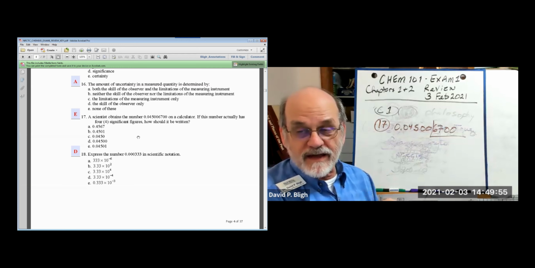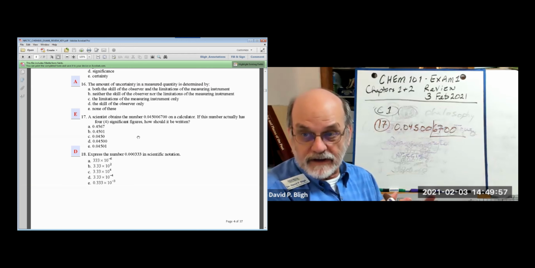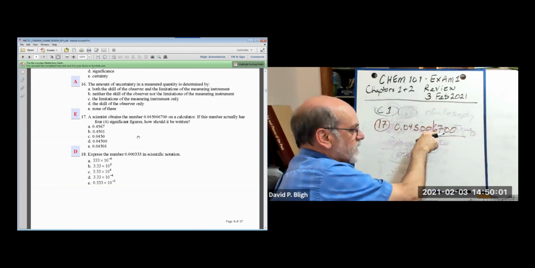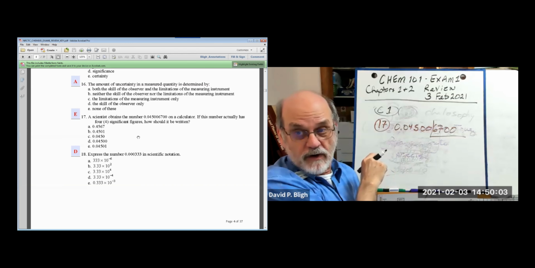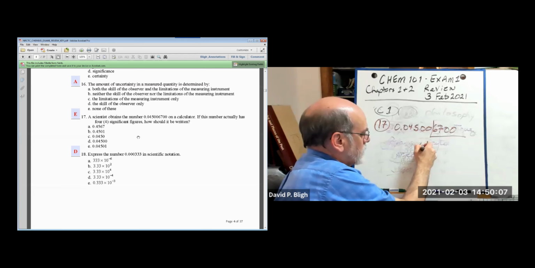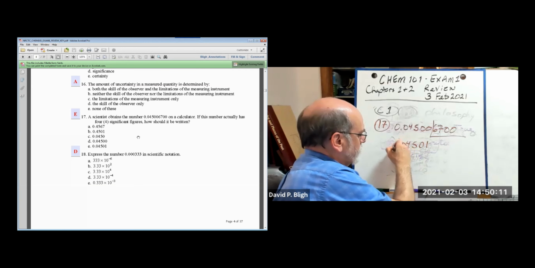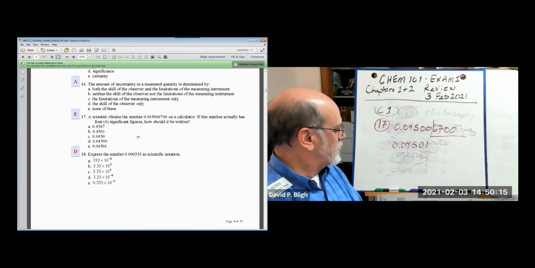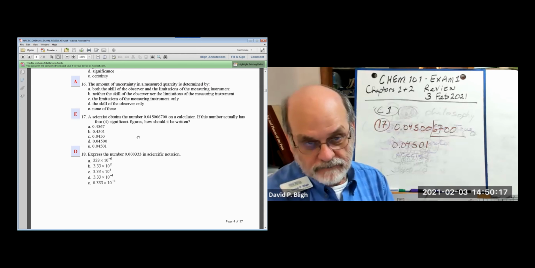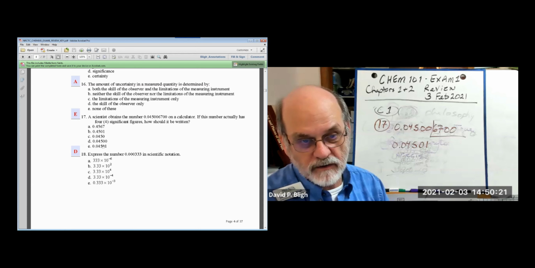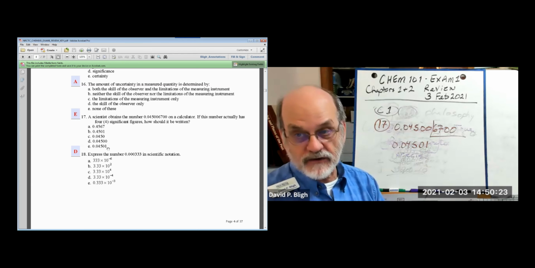So now we have to say rounding. How are we going to round it? Because we've got this number here that's 6, greater than 5, which means this one has to be 1. One, two, three, four. So 0.04501. 0.04501 right there. E is the answer.